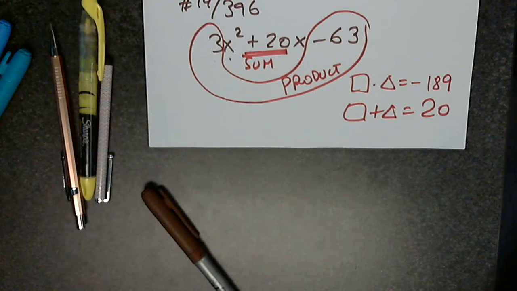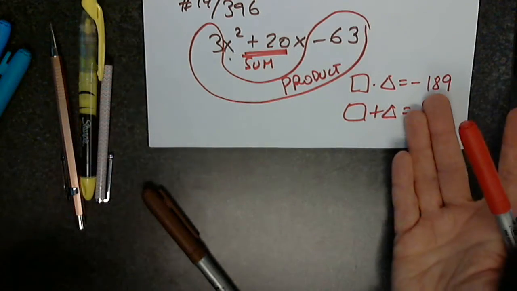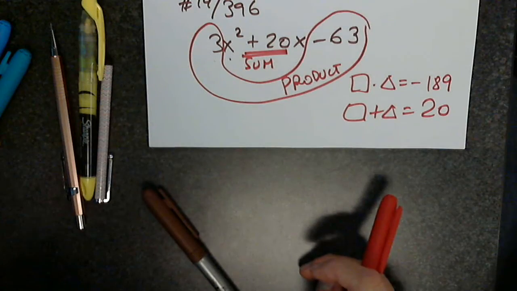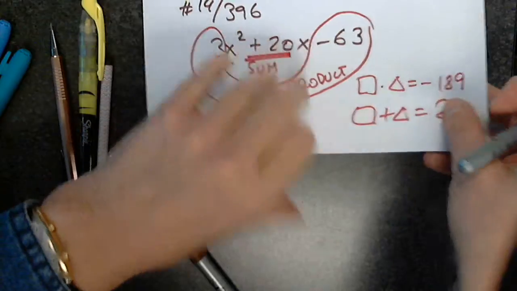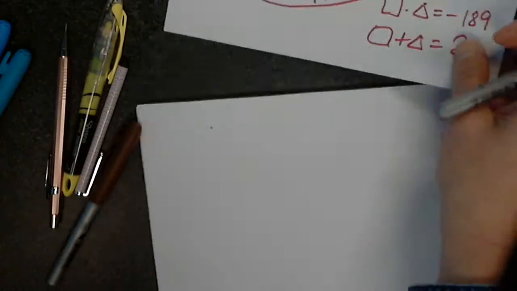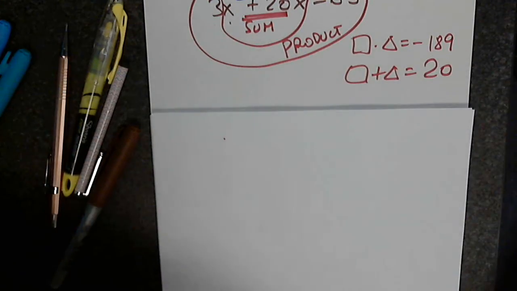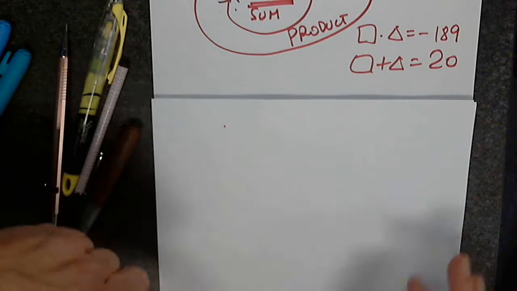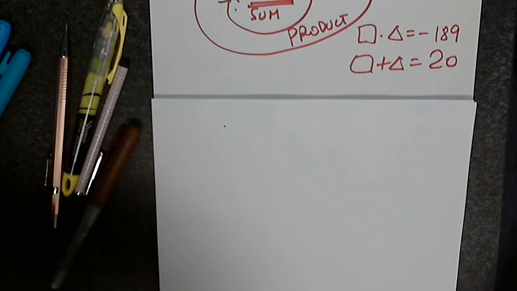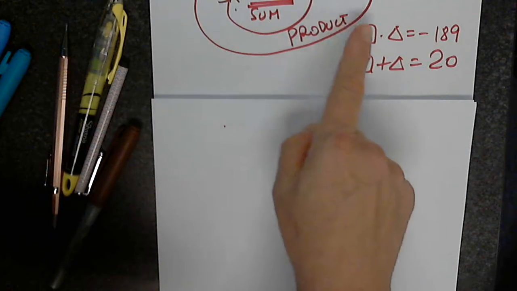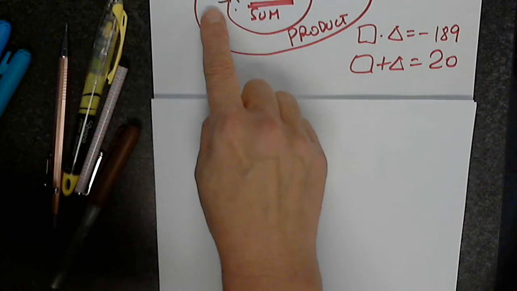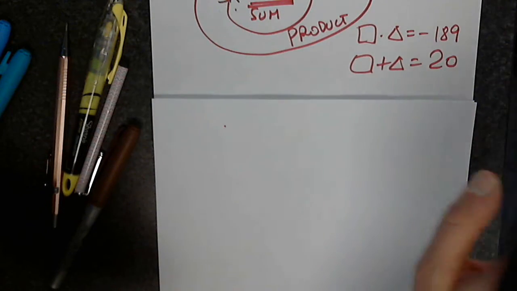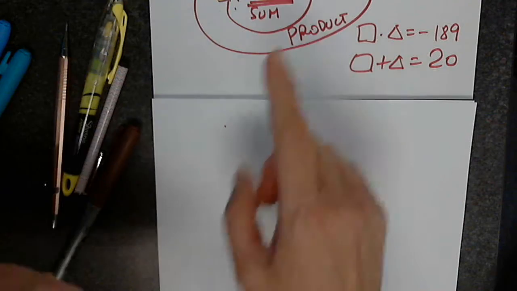Why I say it's difficult, it's because the number, especially the product, is so large. Very difficult to come up with two numbers whose product is negative 189 and whose sum is 20. It will be easier if I present the prime factorization of this product. So instead of looking at this huge number, I say 3 times 63. Of course, it's negative, but for now, just bear with me. 3 times 63.